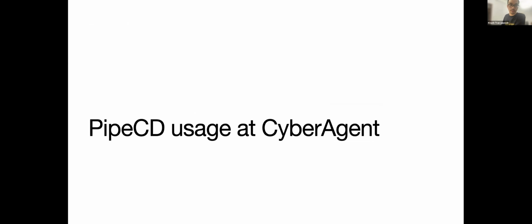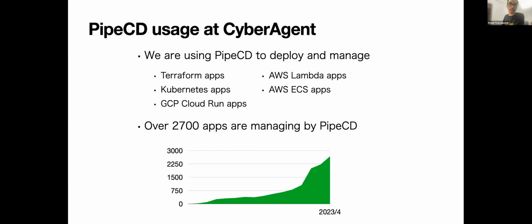Next one, I would share some status of PipeCD at our company. Currently, we have 5 built-in application platform providers. Each platform provider supports one kind of application that PipeCD can deploy: currently Terraform, Kubernetes, GCP Cloud Run, AWS Lambda, and AWS ECS. And we are trying to make it pluggable so that the community can contribute that for us. And currently over 2,700 applications are already managed by PipeCD in our company.